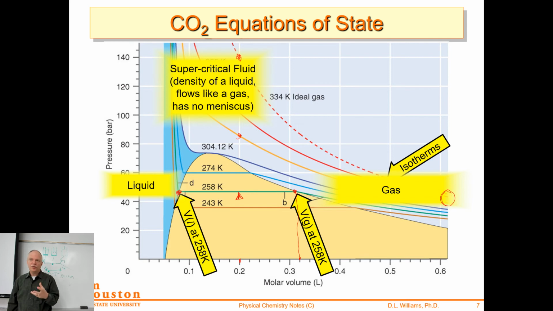So what are the properties of a supercritical fluid? They have the density of a liquid, but they fill the container and flow like a gas. So you don't have to pour them. You could open a valve at the top and it would flow up and out like a gas does. But it has the density of a liquid. And there's no meniscus. Now this is really good because you could use it as a solvent, but it would fill the whole container. There's no meniscus.